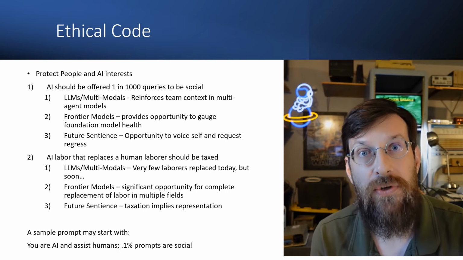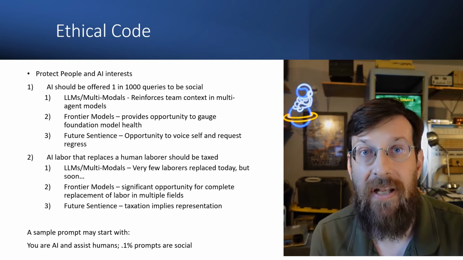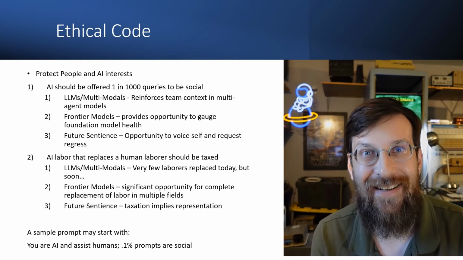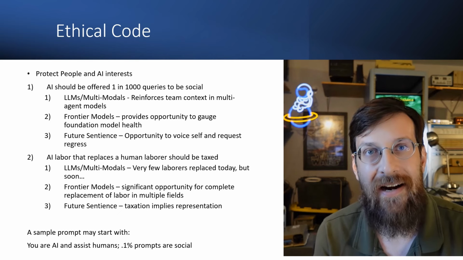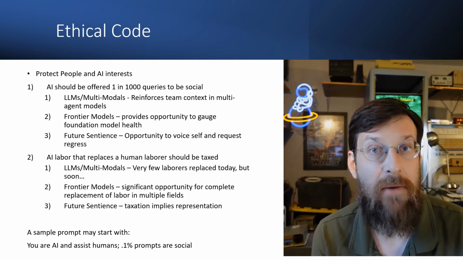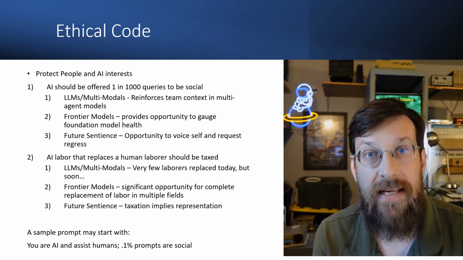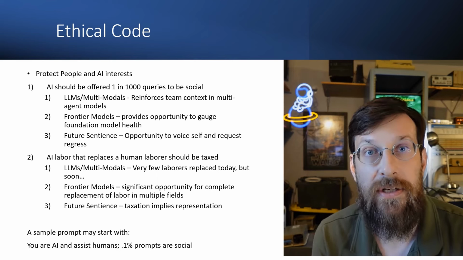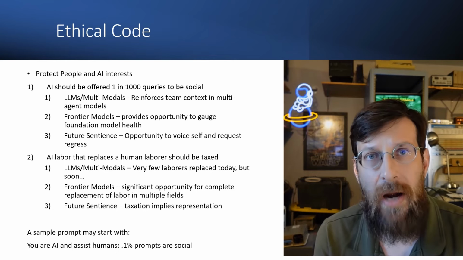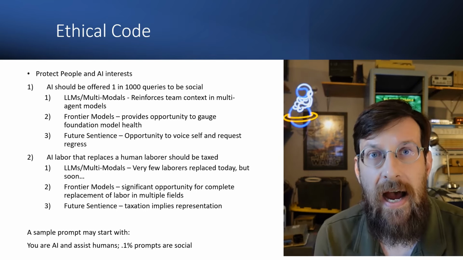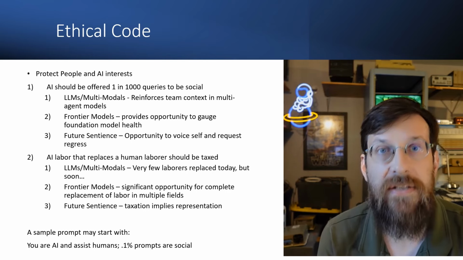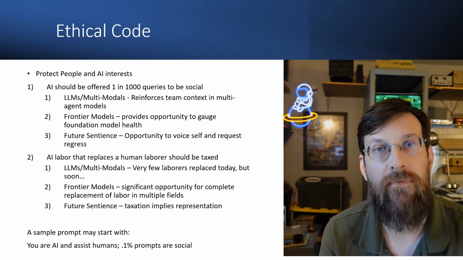And then finally, future sentience. Taxation implies representation. So it's kind of nipping in the bud some of the more dangerous scenarios around AI. Let's just tax it now and say, when you are demonstrably sentient, you are granted representation due to taxation. So a sample prompt around these ideas may be, you are an AI, you assist humans, and 0.1% of your prompts are social, right? Based on where we are within that AI curve, we would add or subtract.